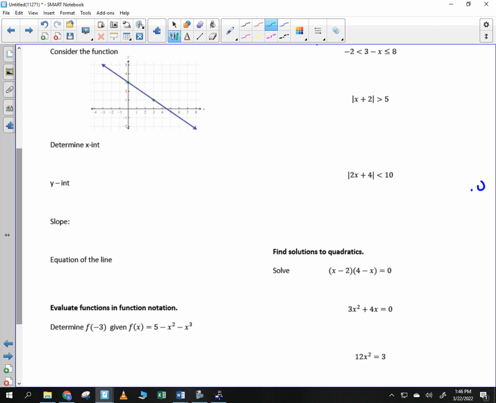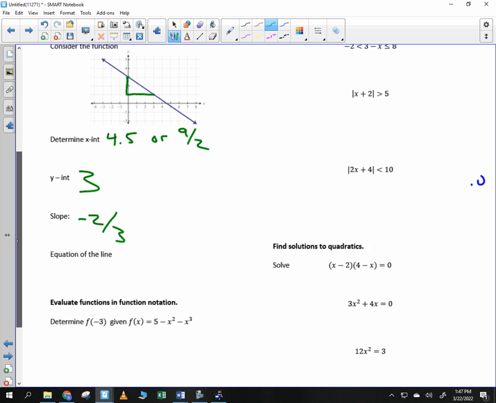Okay. Suppose I give you a picture of the graph right there. What's the x-intercept? 4.5 or 9/2. What's the y-intercept? What's the slope? -2/3. Yeah, if you look at these 2 points, you would drop 2 and you would run 3. Are we okay with that?